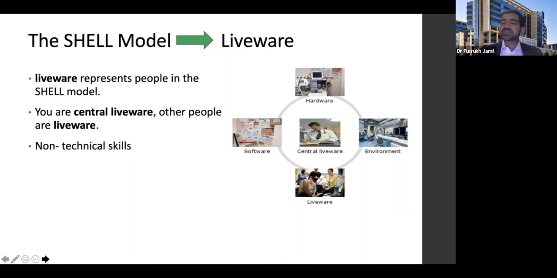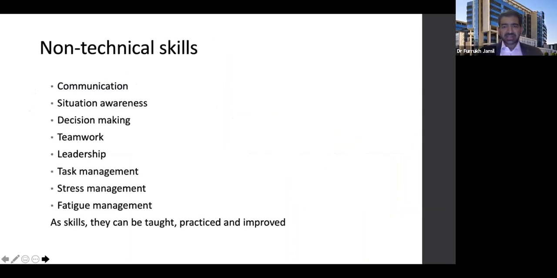Now, if I say where the team stands, if you merge SHELL and teams together, the team is basically liveware in the SHELL model. And that's why I told you that we'll discuss teams after I present the SHELL model first. So there we are. So that's the different non-technical skills, and the same goes for the CRM model as well. So you can put the CRM model here as well within the SHELL. It will come as liveware, which is you and the team around you.